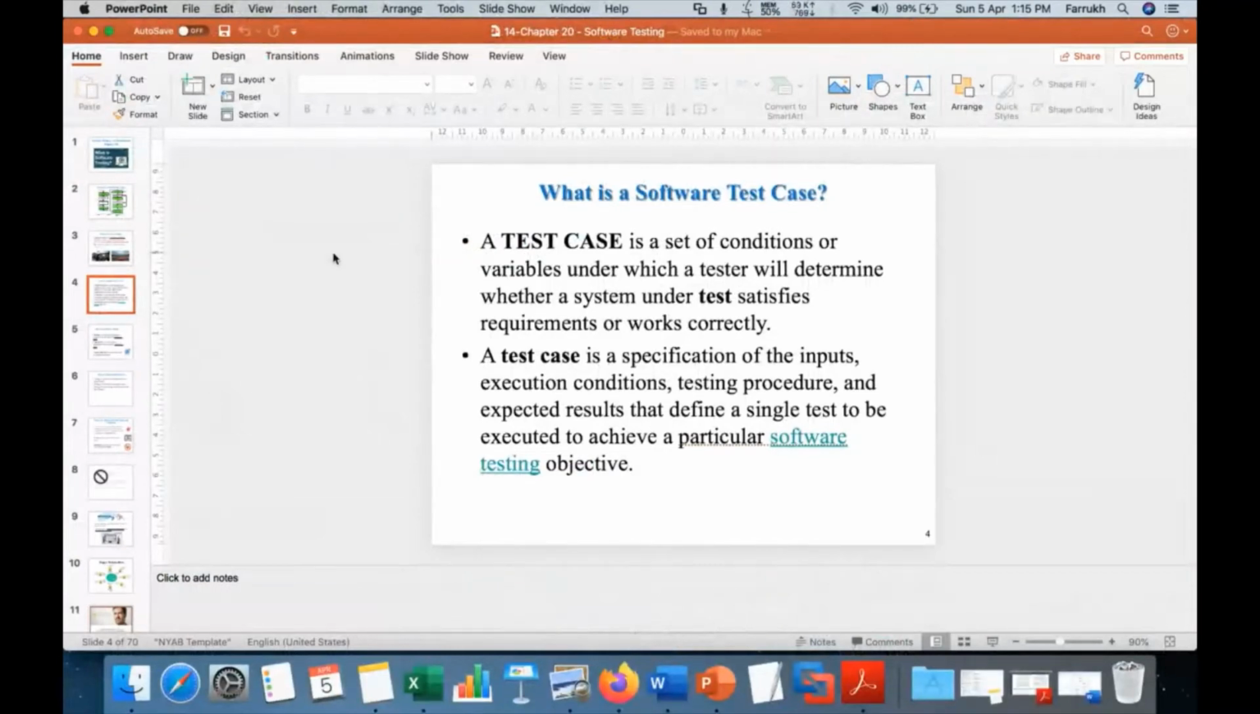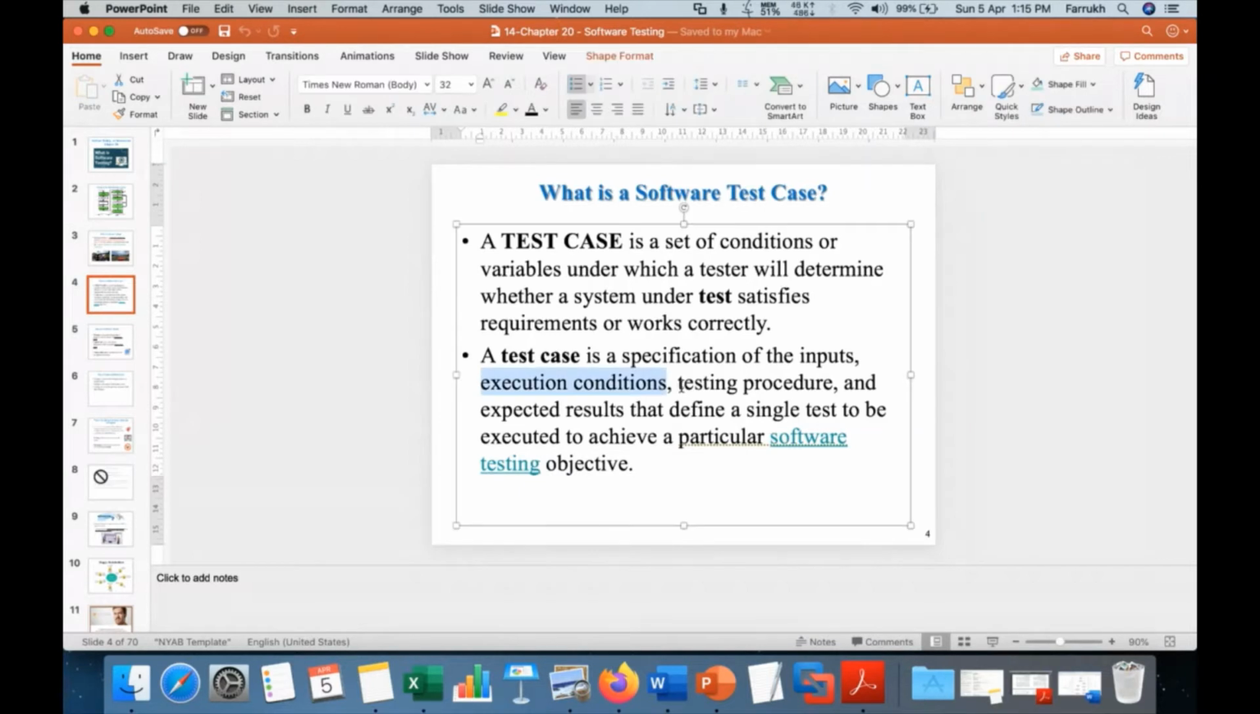We were discussing software testing, and we saw what software testing is and what a software test case is. A test case is a set of conditions or variables under which we test our system to check whether it satisfies our requirements and works correctly or not. In other words, a test case is a specification of inputs, execution conditions, testing procedures, and expected results that define a single test to be executed to achieve a particular software objective.